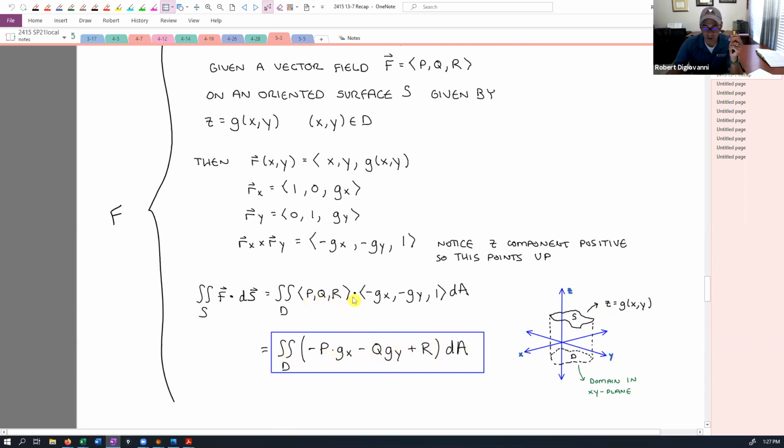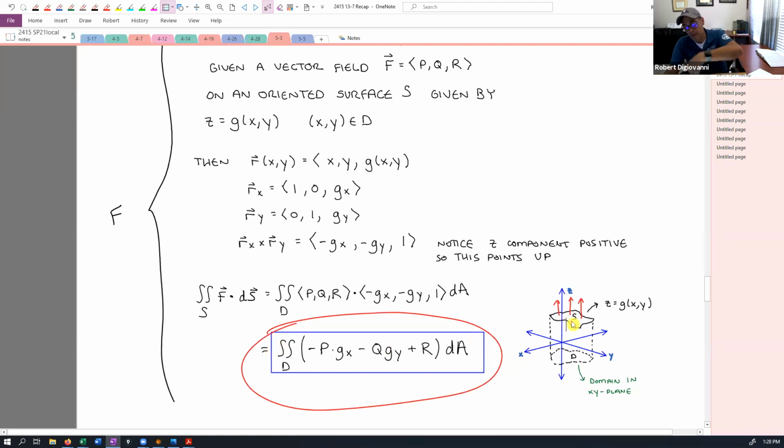PQR, that's our vector field, dotted with negative partial g with respect to x, negative partial g with respect to y, and 1. And I show the work right here why it's this case. I'm not going to go through that. We're just going to realize there's a special formula when our surface is a function of x and y. And let me point one more thing out here. When we use this formula, we are assuming the normal vectors are pointing up. If we need the normal vectors to point down, all we will do is put a negative in front of this. So a negative in front of this would give us the flux if our normals were pointed the other way.